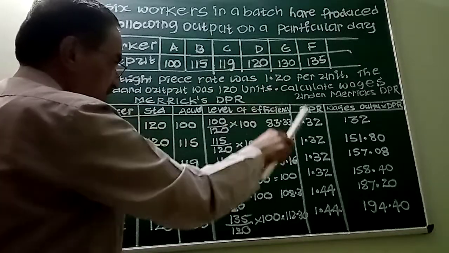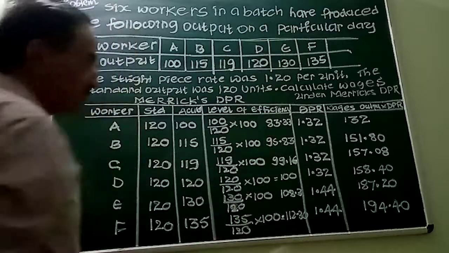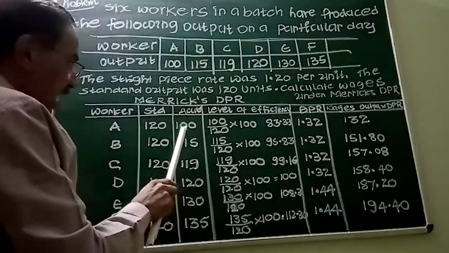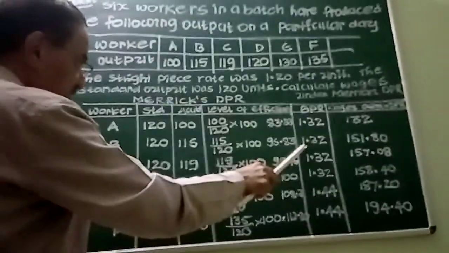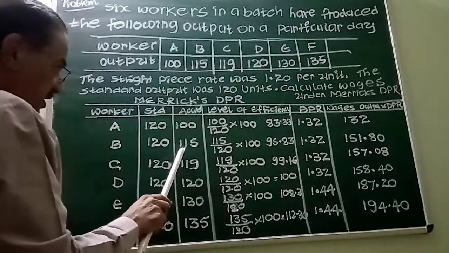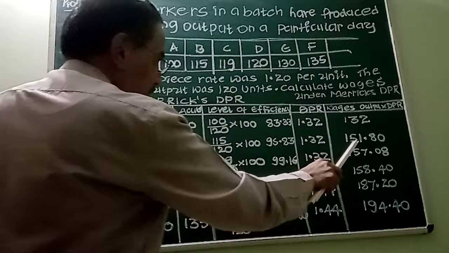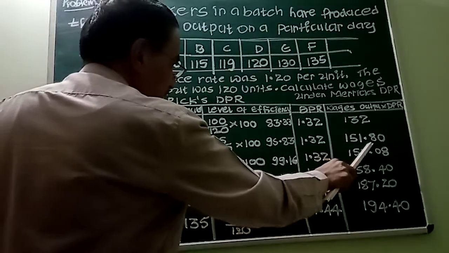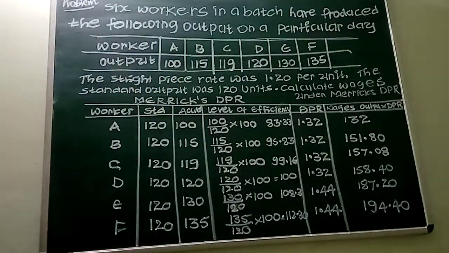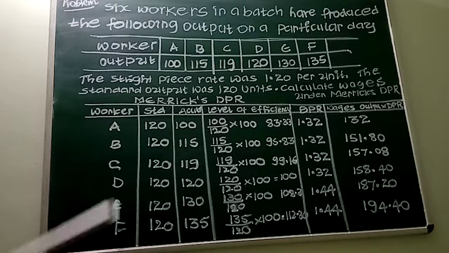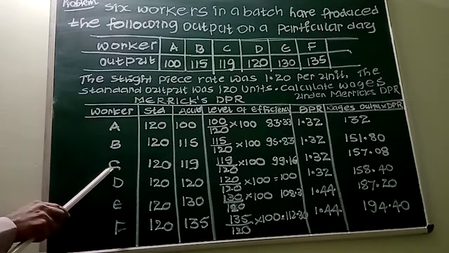110% of 1 rupee 20 paisa is 1 rupee 32 paisa. So multiply actual output with the differential piece rate of 1 rupee 32. That is 115 into 1 rupee 32 paisa is equal to 151.80. That's a very important thing. See, coming to worker C.